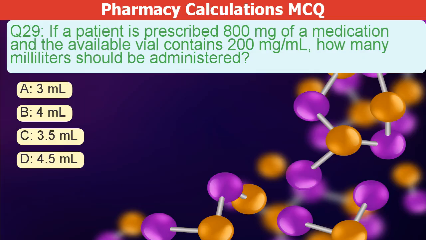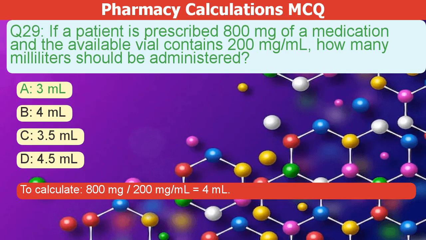A patient is prescribed 800 milligrams of medication. The vial contains 200 milligrams per milliliter. How many milliliters should be administered? A. 3 milliliters. B. 4 milliliters. C. 3.5 milliliters. D. 4.5 milliliters.